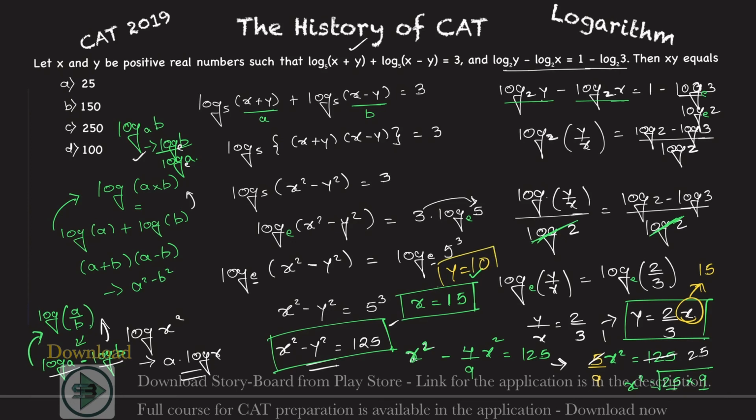Okay, so I get y as 10 from here, and that's it. My problem is solved now. All that I require is, what is x into y? So x is 15 and y is 10. Okay, so my answer here is 15 into 10, that is equal to 150. 150 is my answer, option number B.